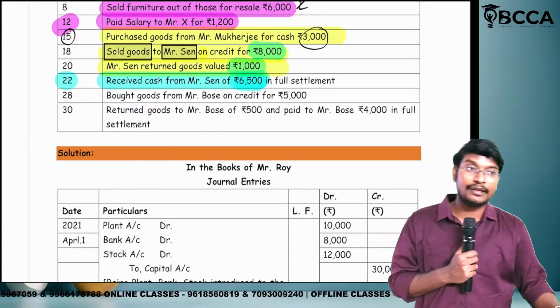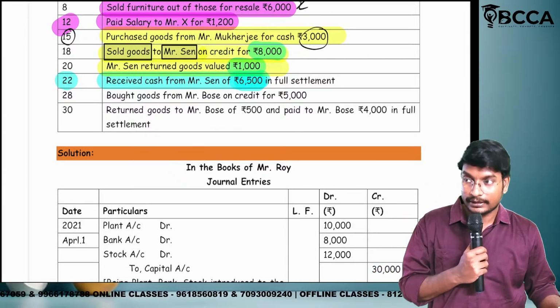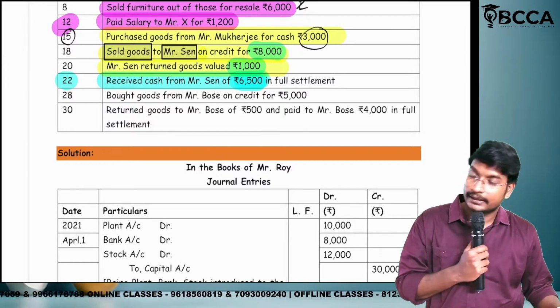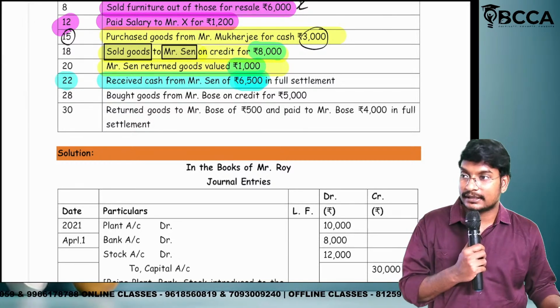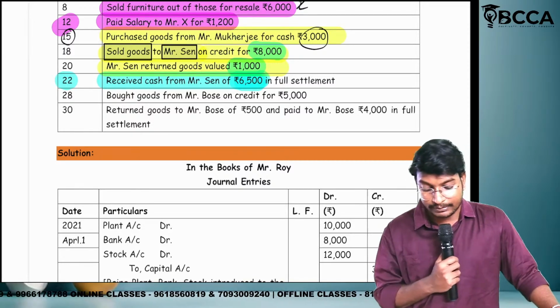Next, Mr. Sen's value will increase or decrease? It will decrease. We already discussed that. Yes. So Sen is a debtor, an asset with a debit balance; it decreases, so credit. So cash account debit to Mr. Sen account. Okay, guys? Did you get my point or not?